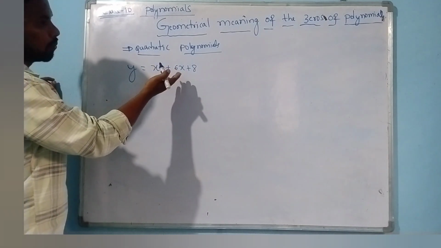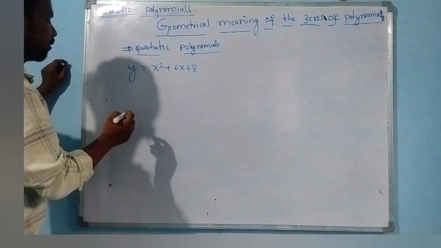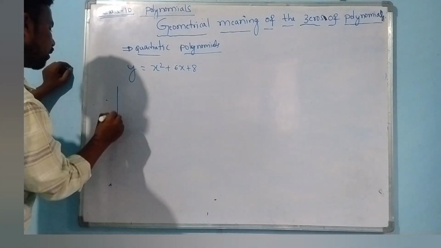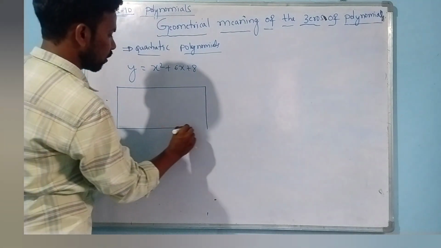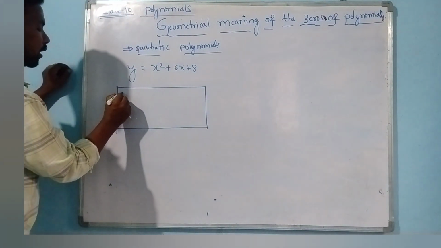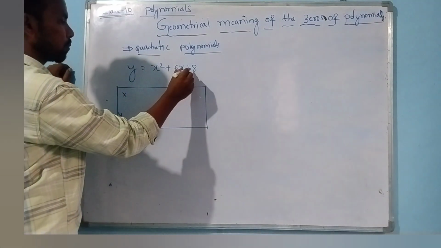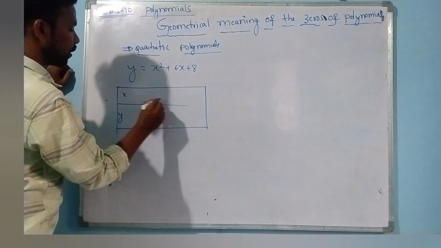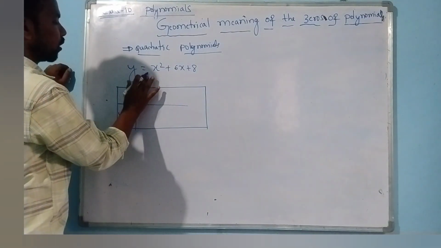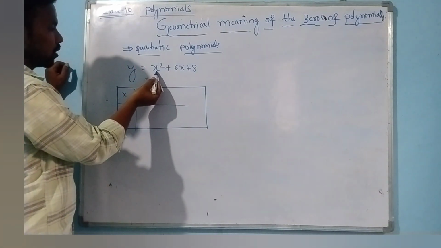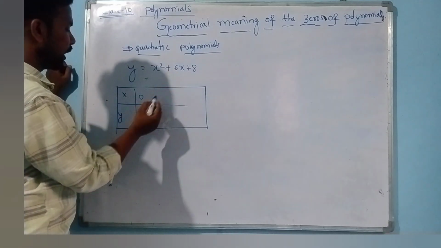For this quadratic polynomial we will find them by the graphical method. First we will create one table. Let us take x here, y here. y means x square plus 6x plus 8. When x is equal to 0, what will happen? 0 square is 0, 6 into 0 is 0, plus 8.